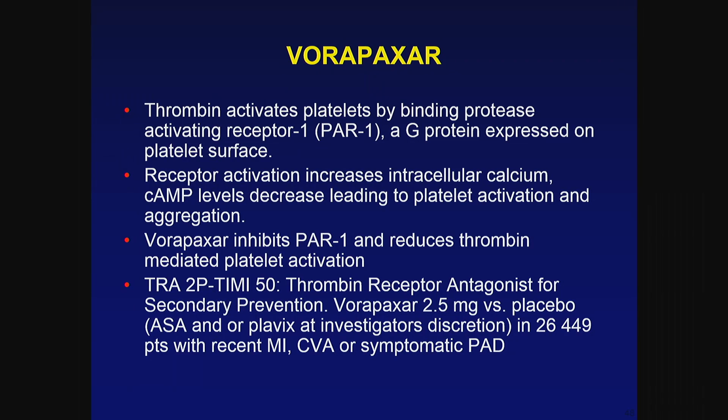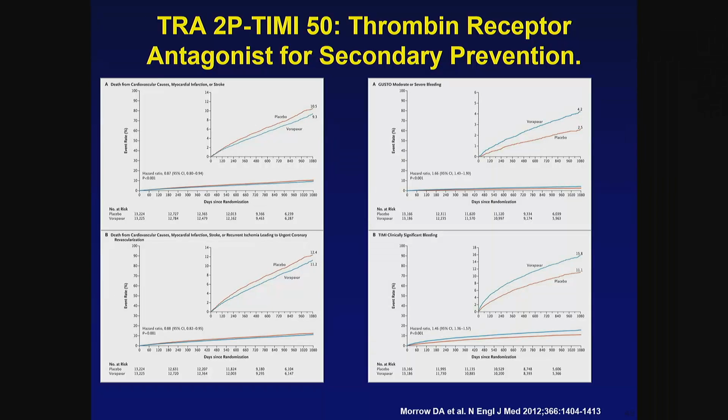And these patients were randomized to vorapaxar or a placebo in addition to another antiplatelet agent, be it aspirin or clopidogrel. It turned out that the addition of vorapaxar did not result in a significant reduction in the risk of recurrent cardiovascular events, but was associated with both GUSTO and TIMI bleeding rates that were much higher than in the placebo group.